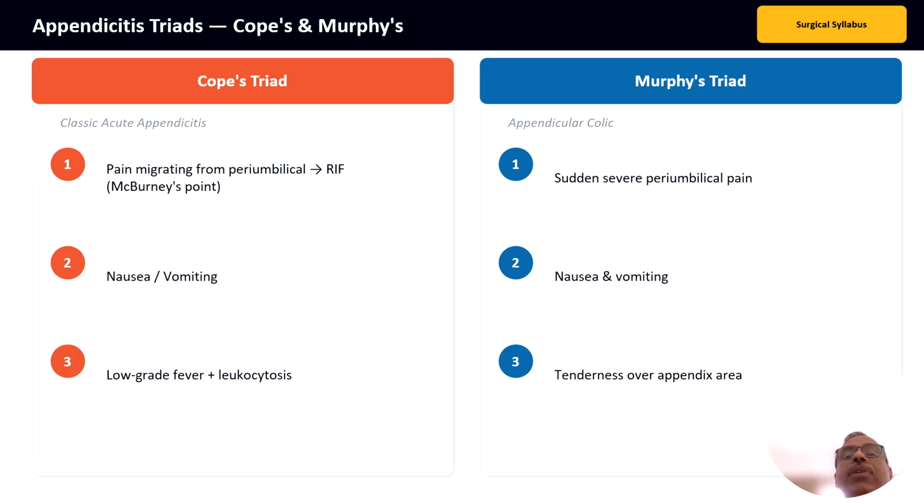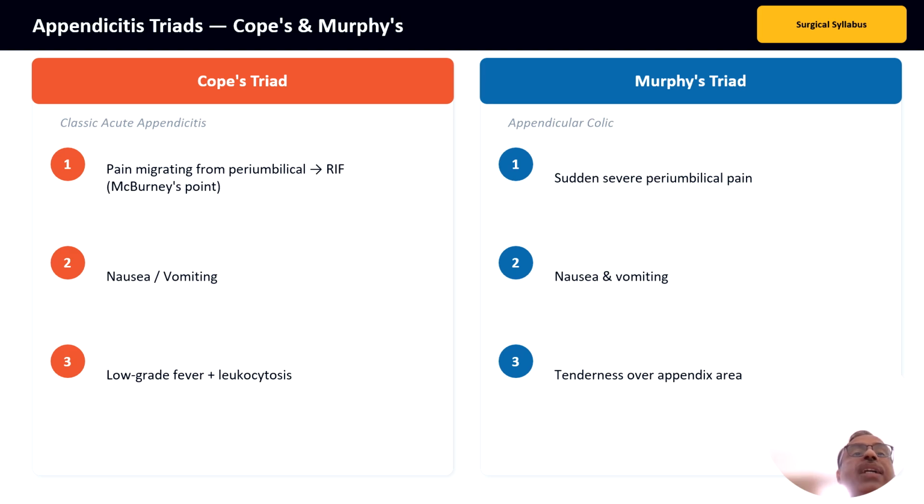Then we have two of the acute appendicitis triads. The first one, which is commonly used, is Murphy's triad, and the second one is Cope's triad. So, what exactly is Murphy's triad? Murphy's triad consists of sudden severe periumbilical pain, nausea and vomiting, and tenderness over the right iliac fossa. This is Murphy's triad: pain, vomiting, and tenderness over the appendix.